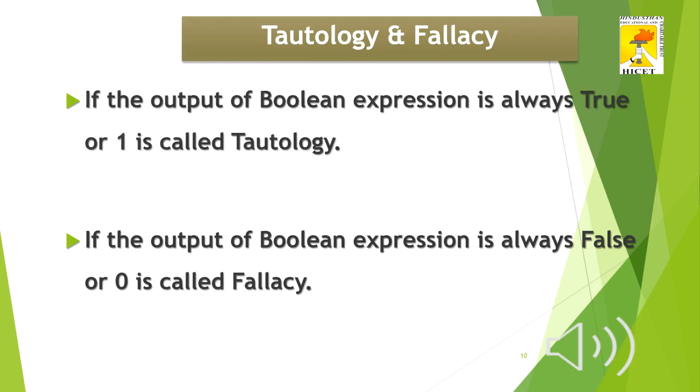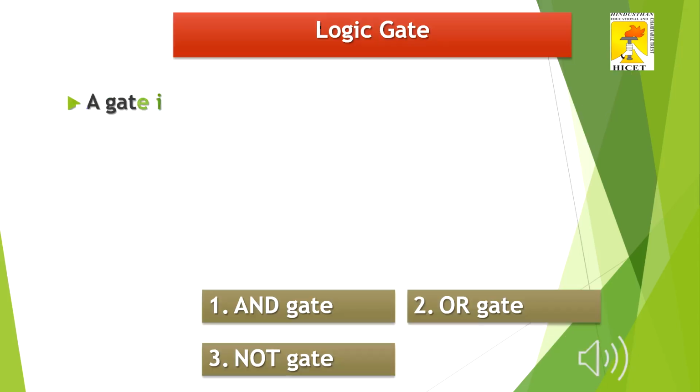So next are the two terminologies that we have to learn. First one is tautology and the next one is fallacy. If the output of a Boolean expression is always true or 1, it is called a tautology. That means if your output is always 1, that means true, we call it a tautology. If your output is always false or 0, we call it a fallacy.